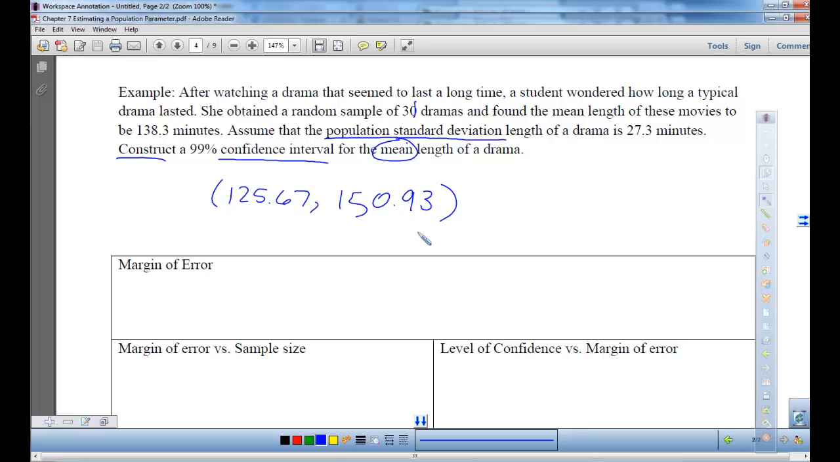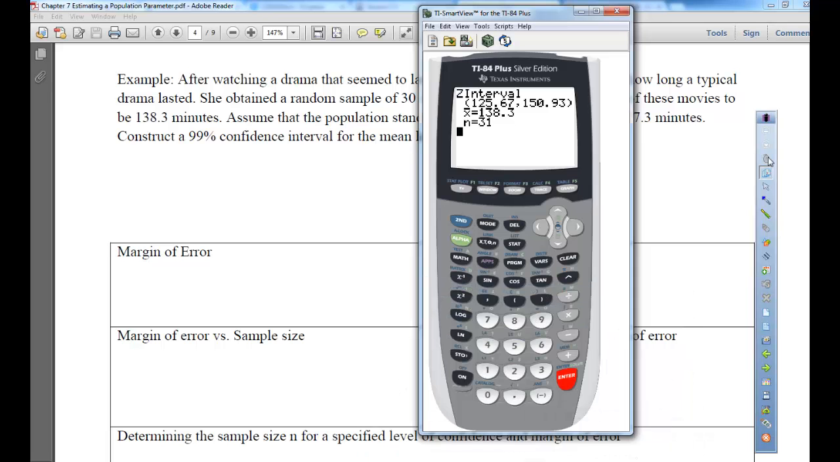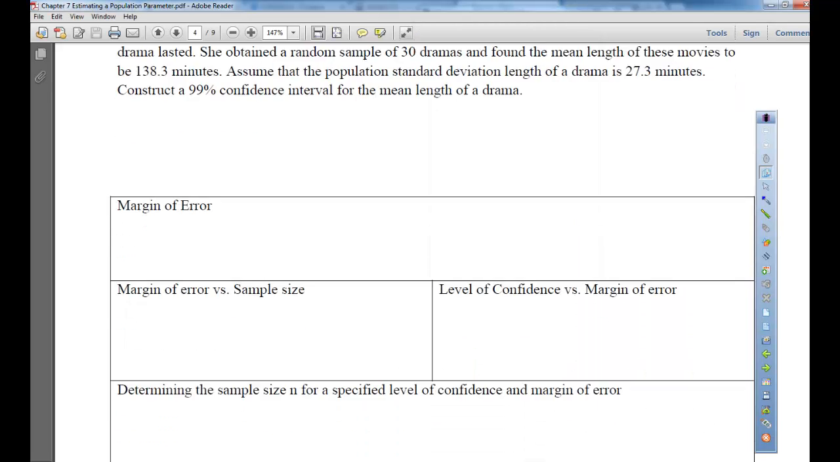Okay, most of this we've already talked about from last time. The margin of error. We talked about margin of error versus sample size. We said that as sample size increases, what happens to margin of error? Decreases. Okay, very good. As level of confidence increases, what does margin of error do? It increases, okay? So we already kind of know the relationship between those things.